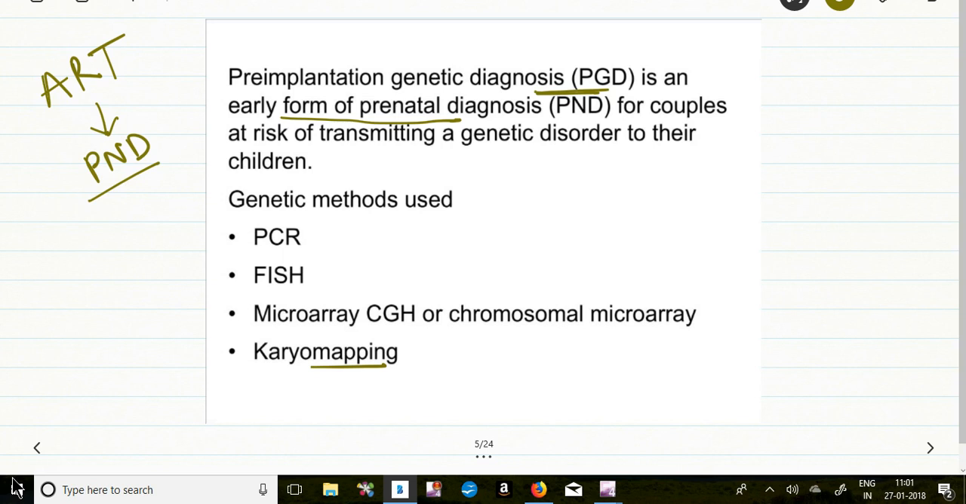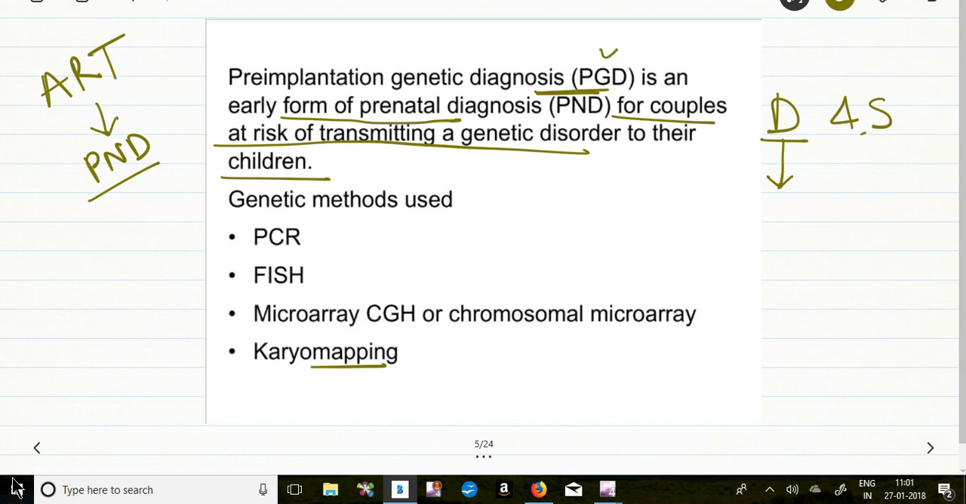Now, the most important part of the definition is that it is done for couples at risk of transmitting a genetic disorder. That's the difference between diagnosis and screening. When you have a couple who suffers from a particular genetic condition or who are carriers of a particular genetic condition, there's a high possibility that the offspring will also have the same genetic condition. So when you are looking for those particular mutations in the embryo, you call it pre-implantation genetic diagnosis.